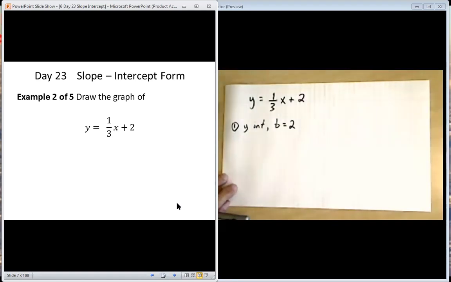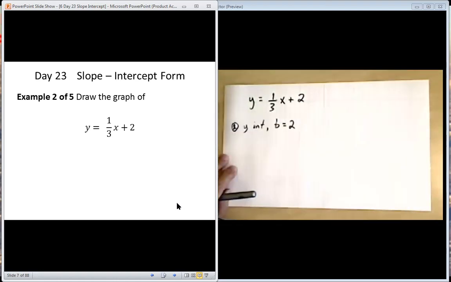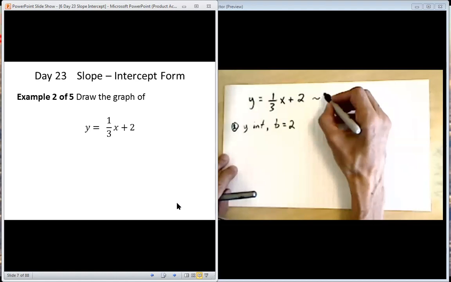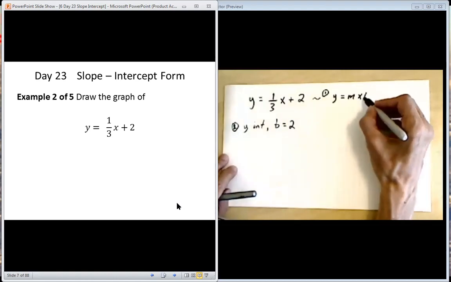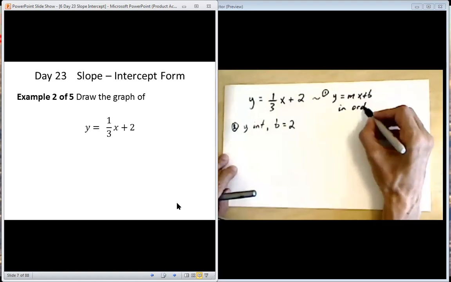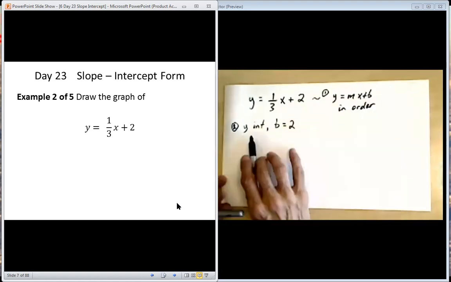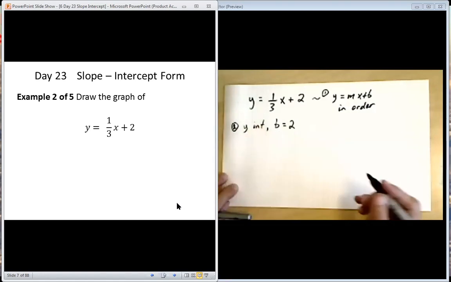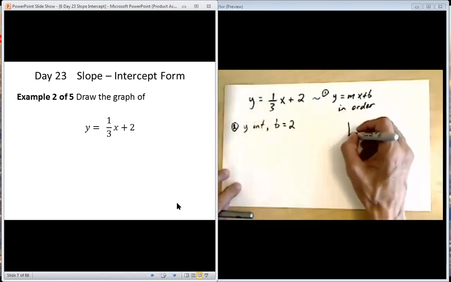Oh, I guess this is step number 2, isn't it? What's step number 1? Kind of skipped it. Step number 1, make sure it's in order. That's a nice way to say it, actually. Which it is. Okay, so it is in order. That's good. Reading it off then, the y-intercept is 2. We can even at this point start making the graph.